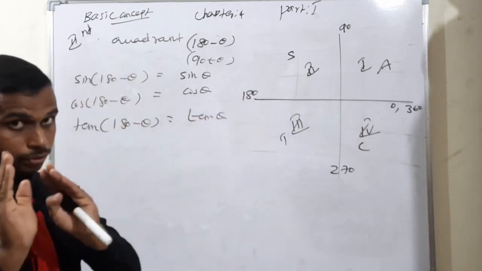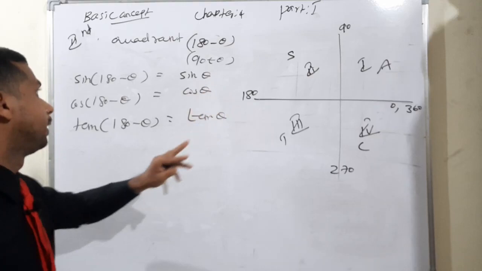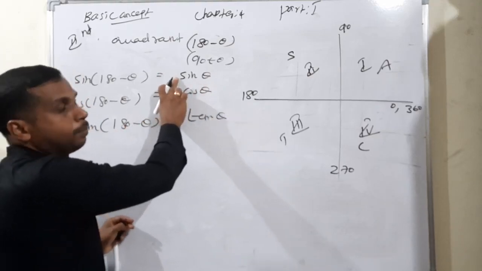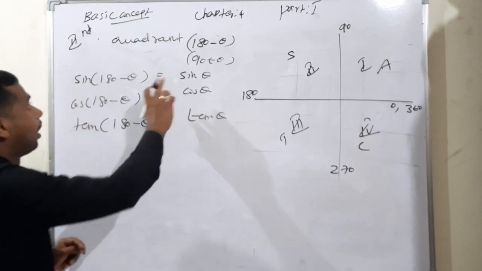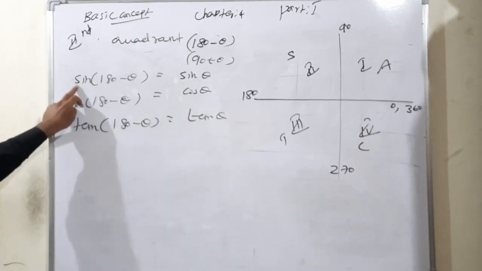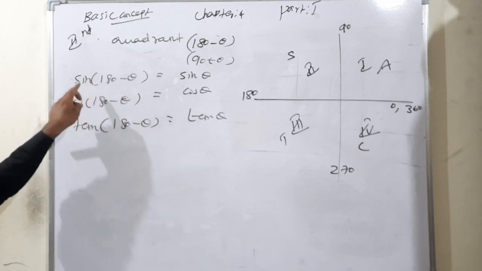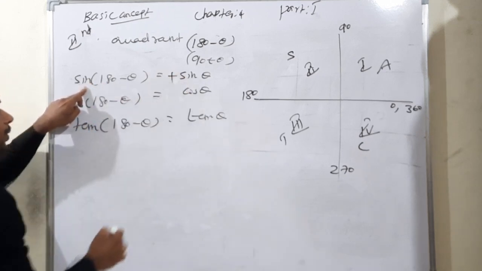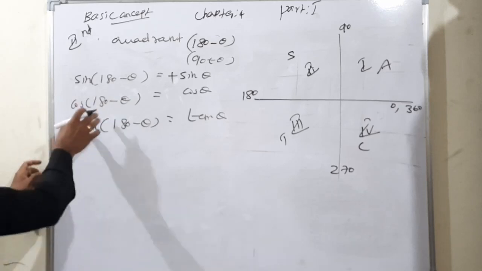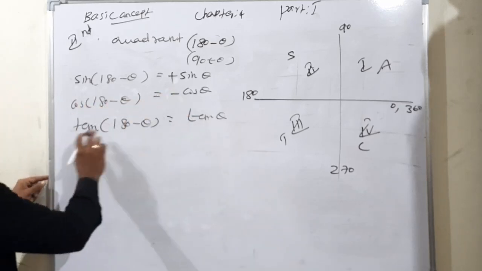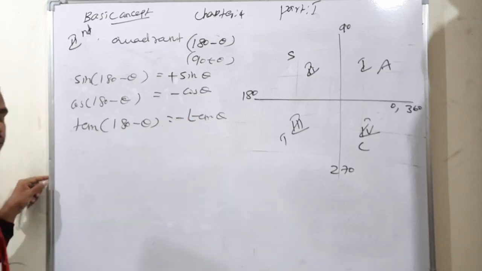You have to look at this very important point, because some students after writing the answer think that sin only is positive here. It's not like that. You have to check where the sin value is. Sin is actually here, isn't it? Sin 180 minus theta, this first value only is positive. Second one, cos 180 minus theta, definitely minus cos theta. Then tan 180 minus theta is also minus tan theta.